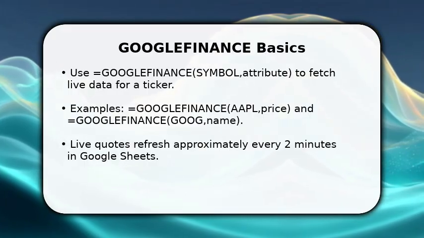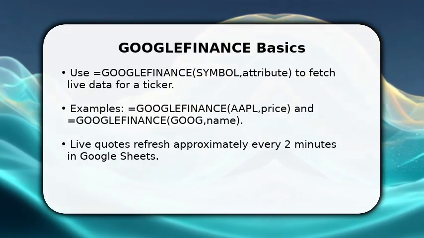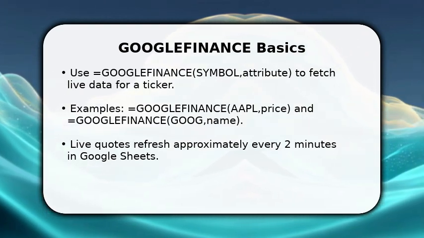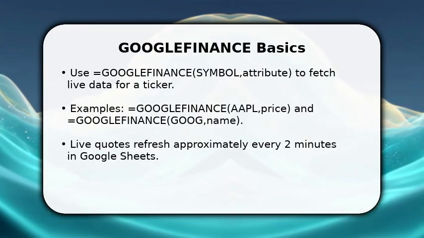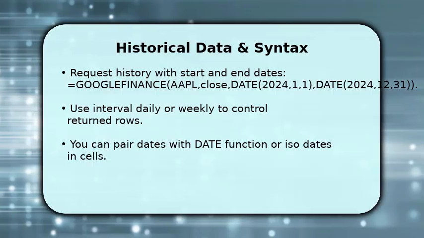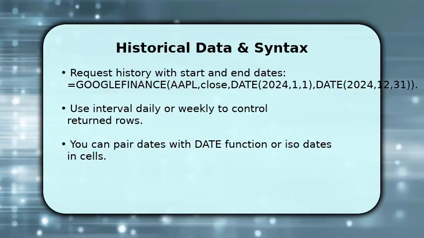Live quotes update approximately every 2 minutes, though exact timing varies with market and Google limits. Arrange results in a single cell or across columns for clarity. Pull historical prices using the extended syntax and specific date arguments.